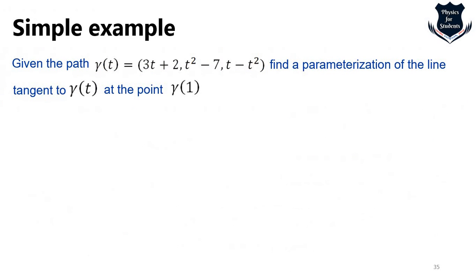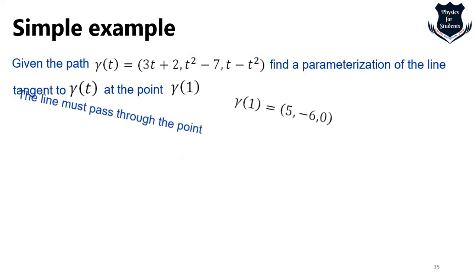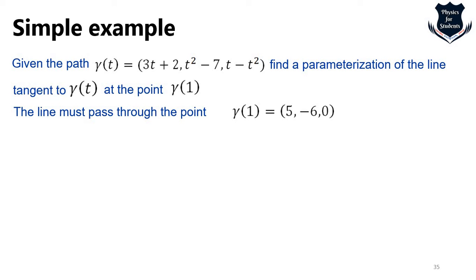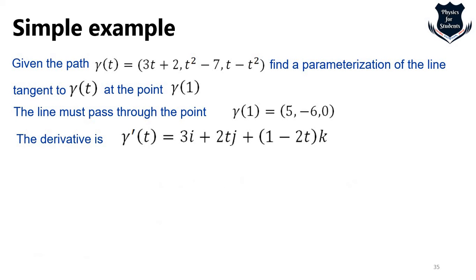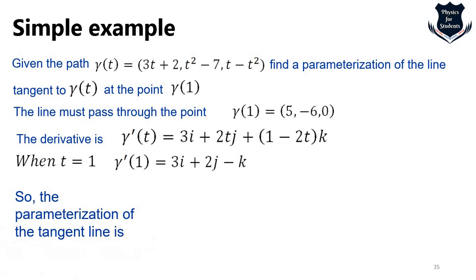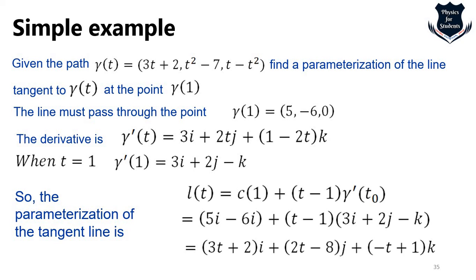Here is a simple example. I have taken a path gamma t, which is 3t plus 2t square, minus 7t minus t square, and we are trying to find a parameterization of the tangent line to gamma t at the point gamma 1. The line passes through this point, which is 5, 6, 6, 0. So we take the derivative of the path, which gives this result, and when t equals 1, obviously the vector becomes this, and the parameterization of the tangent line is this one.